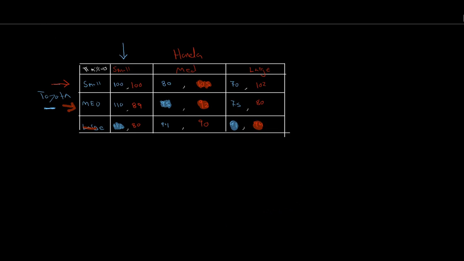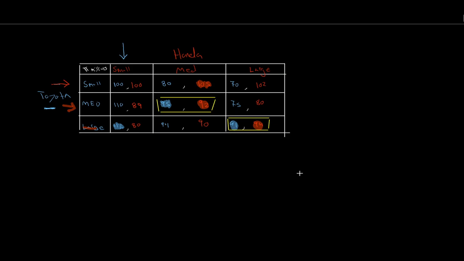What we then do to wrap up is we find our overlapping strategies. We find where our best responses overlap with each other, and these overlapping strategies, these are our Nash equilibrium. So we have one Nash equilibrium here, where we both go medium, and then we have another Nash equilibrium here, where we both go large. Now, which one do we end up at?